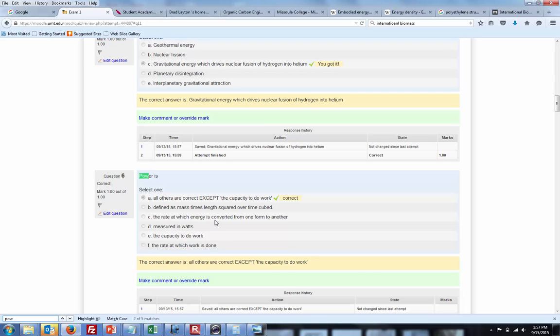The rate at which energy is converted from one form to another. We talked about conservation of energy going from kinetic to potential. So C is correct. Mass times length squared over time cubed. I think we talked about the fundamental units and dimensions of energy, so that one is correct as well. And the only one left over, the logic is a little bit weird, but well, E is the definition of energy, and A cites E as the only incorrect answer, so, yeah.